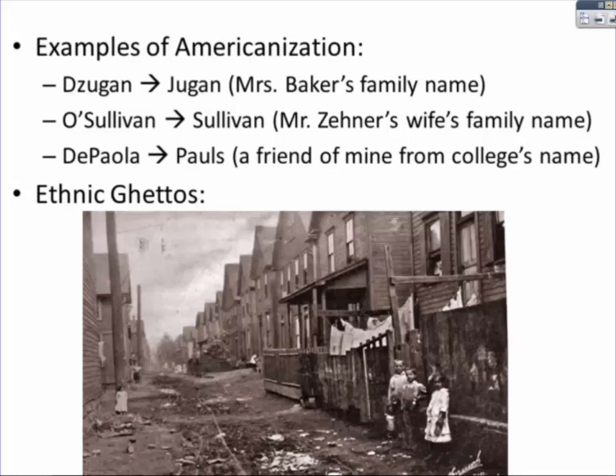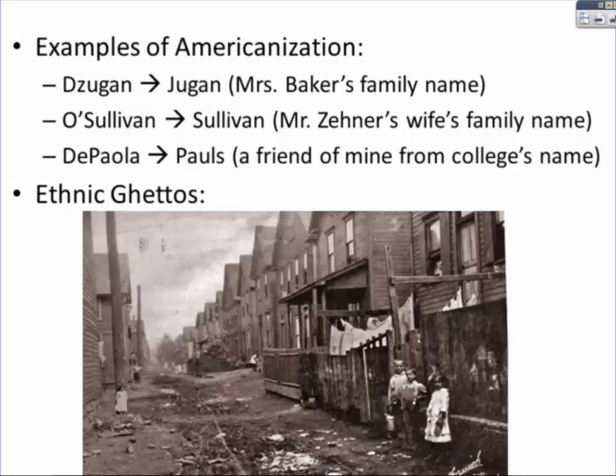A friend of mine in college, his name was Mike DiPola. Mike's family name was changed to Pauls. Again, a complete change, the most blatant example of these three of a change, and this was because of discrimination against Italian immigrants. It was many years later that Mike's family changed their name back to DiPola.